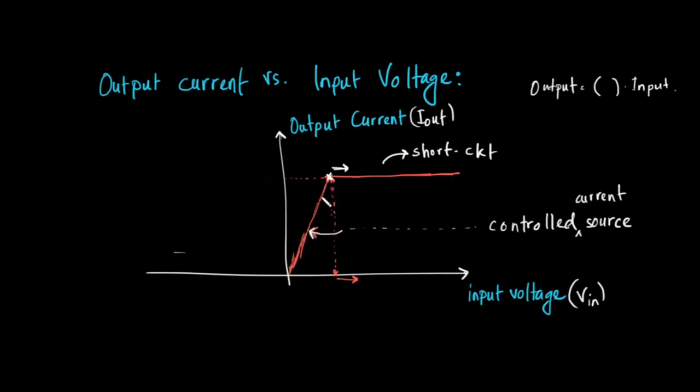Okay, so this portion has a specific name to it. This portion is called the active region of operation of a bipolar junction transistor. Okay, this is the active region of operation.